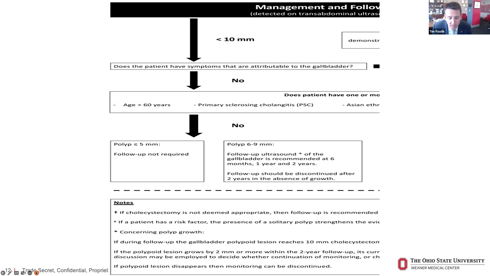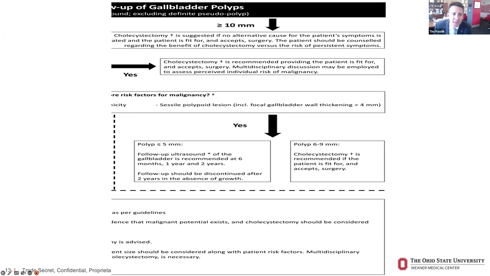If, however, during the follow-up, the polyp reaches 10 millimeters, then one should proceed with a cholecystectomy. Or if the polyp grows by 2 millimeters or more within 2 years of follow-up, then one should discuss cholecystectomy with the patient. In contrast, if the polyp is greater than 10 millimeters, then one should proceed with a cholecystectomy right away.